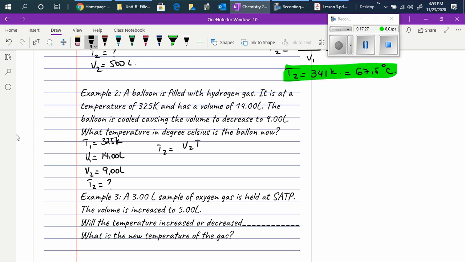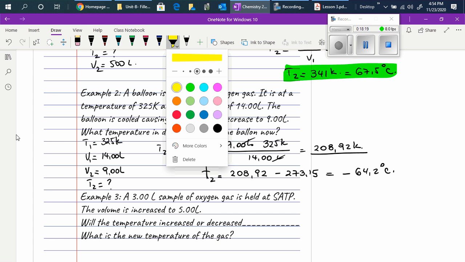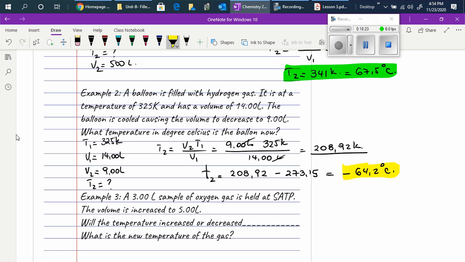So T2 will be V2 T1 over V1. So this will be 9 liters times T1, 325 Kelvin, over V1, 14 liters, and liters will cancel out. So then we will have a temperature in Kelvin of 208.92 Kelvin. If we convert it into degrees Celsius, we'll do 208.92 minus 273.15, and this will equal negative 64.2 degrees Celsius. So that means that the temperature is decreased. It is decreased by a lot, actually.